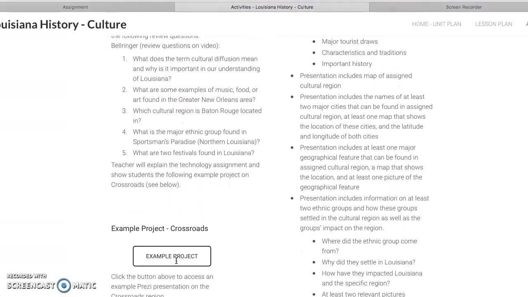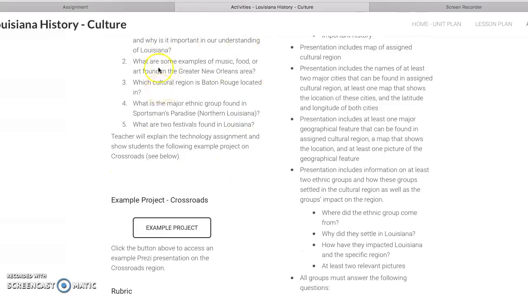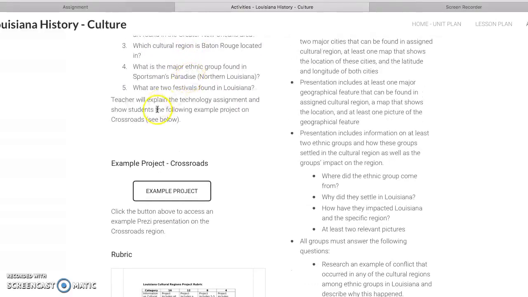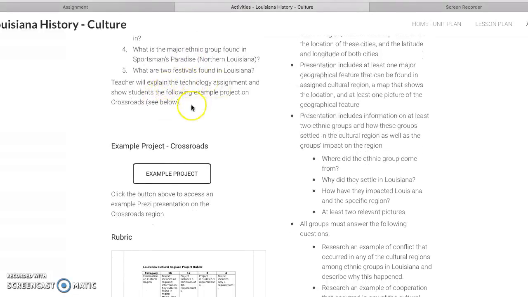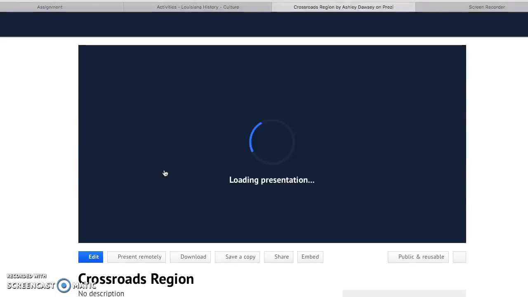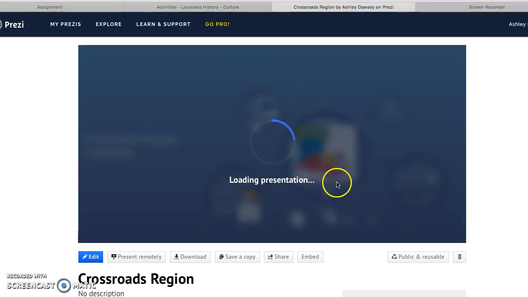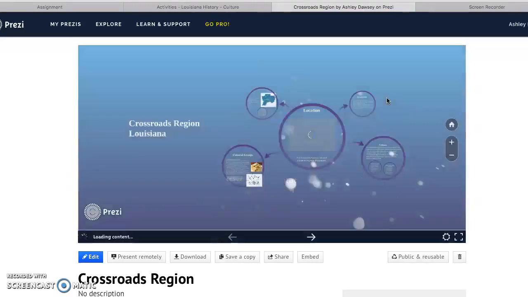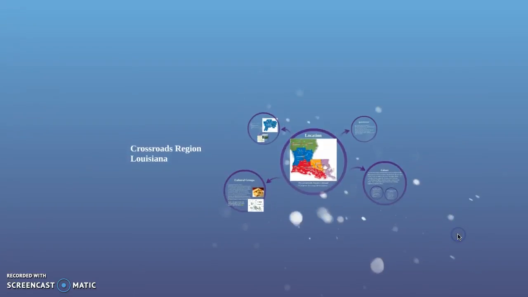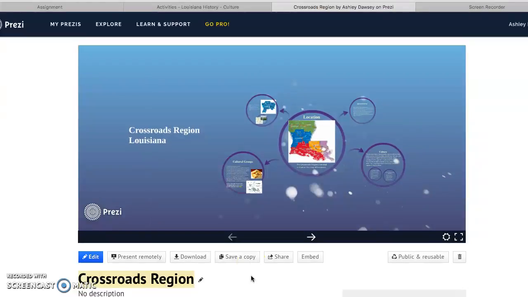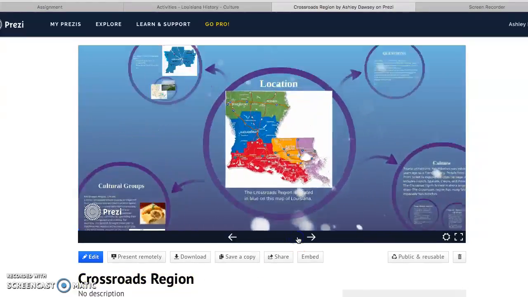And then I will show them, so they'll do that before class, they'll watch that before class. And then when they get into class, they're going to have that bell ringer up, they'll answer the bell ringer questions, and then I will explain the technology assignment to them, and I'm going to show them this project on Crossroads. So I've done a little Prezi with this project. Some of them aren't super comfortable with Prezi, so I thought I'd do a Prezi instead of a PowerPoint, which they're usually more comfortable with. So we could just go through that a little bit.